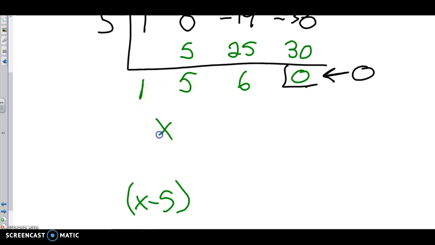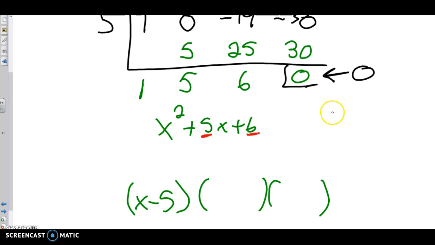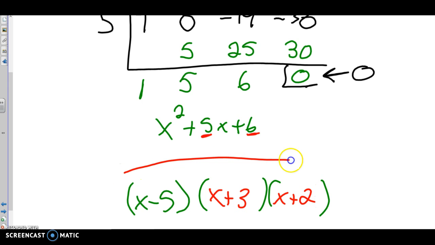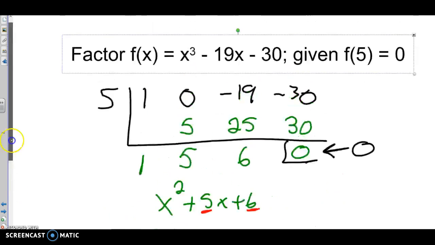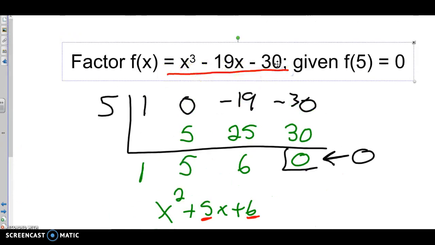These three are the coefficients. I drop a degree: x squared plus 5x plus 6. Now I want to factor this to find my other two factors. So if you remember way back to factoring, I want two numbers that multiply to be 6 and add to be 5. Both are positive. So the two numbers that multiply to be 6 and add to be 5 are 3 and 2. So these are the three factors of my original polynomial.